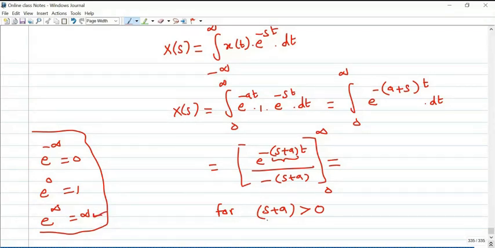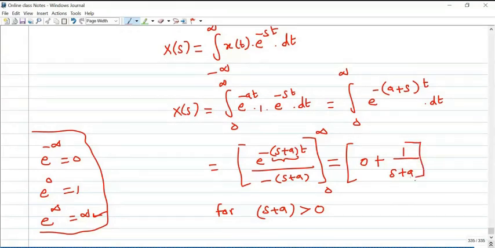Okay. So first case, I am assuming s plus a is greater than 0. So this term is positive. Plus minus, plus and minus, minus t only. So e power minus infinity is 0. Minus of this minus plus, substitute t equal to 0. So e power 0 is 1, and we get 1 divided by s plus a.